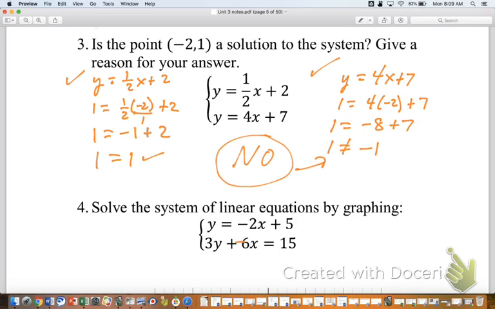Which one is it on? The first one. Yeah, the point (-2, 1) is on the first one, but not on the second one. In order for it to be an intersection point, it's got to be on both.